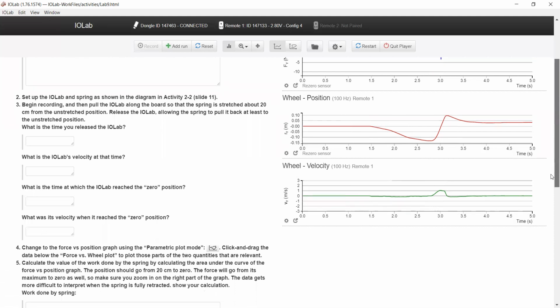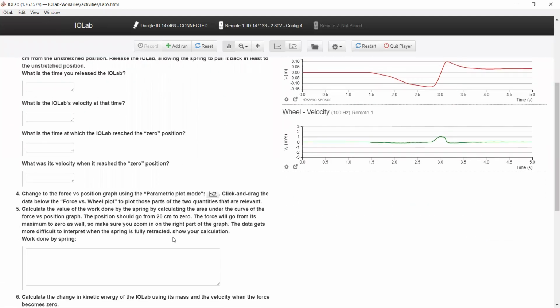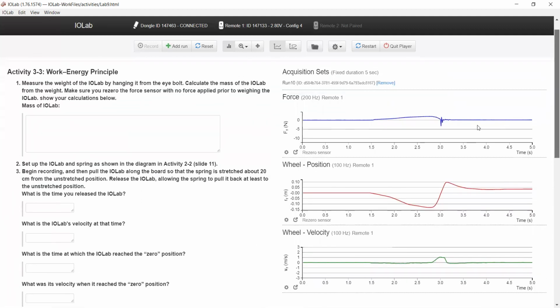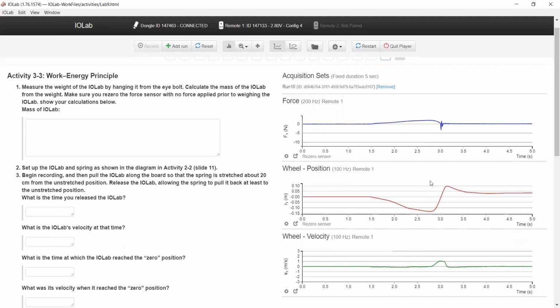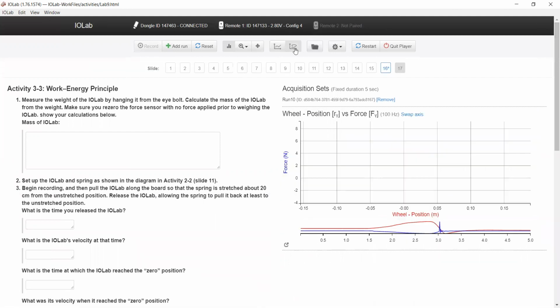Change to the force versus position graph, the parametric plot as we have already done, and drag the relevant region. We will calculate the value of the work done by the string by calculating the area under the curve of the force versus position graph. The position should go from 20 centimeters to zero. The force will go from its maximum to zero as well. That's what they are saying. If you see here, that's also going from maximum to zero. So this is the position. You see that the force is maximum and the velocity is zero. So you can turn into the parametric plot.